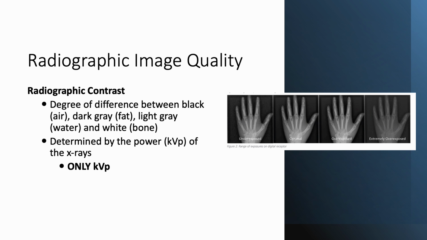Now we want to be able to see the difference between them. So if my air looks the same as my bone, I have very poor contrast. I need them to appear different because they're very different materials, they're very different substances. And the setting of the KVP affects the contrast between our different body parts. So KVP affects contrast.